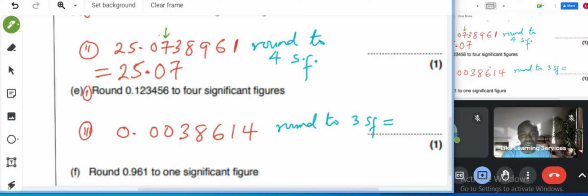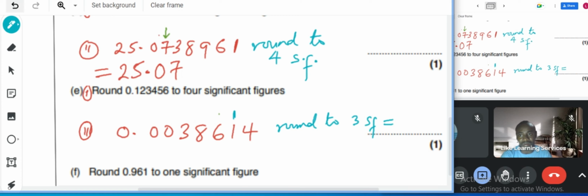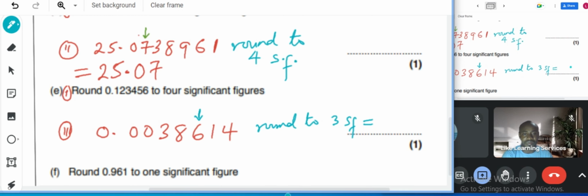So we are stopping at 6, right? Yeah. Let me use a blue pen to show that this one will stop at 6. The next number is 1, isn't it? Yeah. So the final answer will now be what? 0.00386, is it not? Yeah. That's the 3 significant figures, because we are just stopping here. We can't write 00.